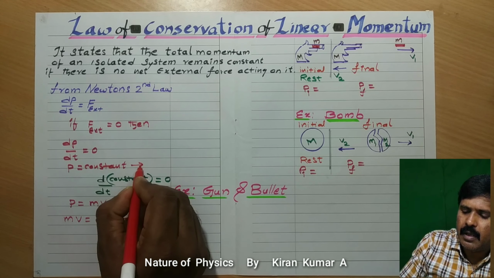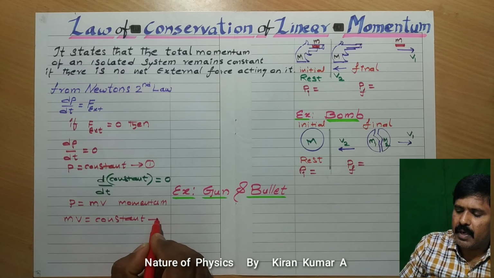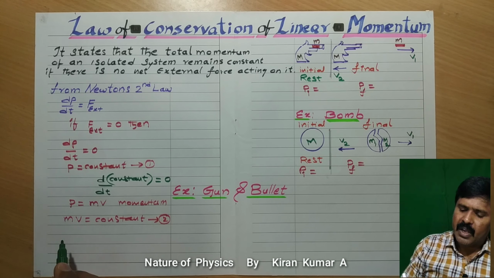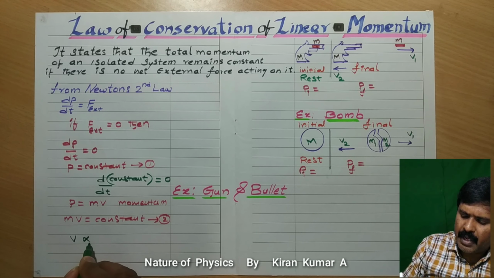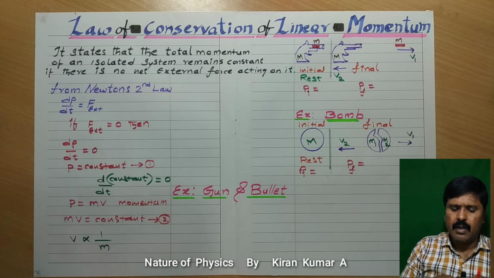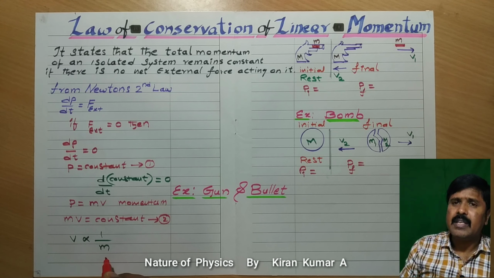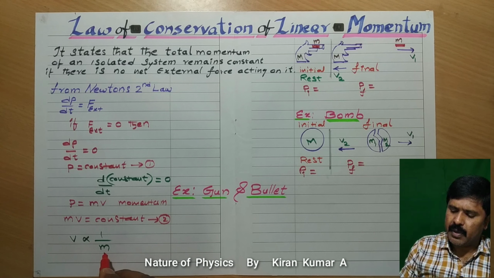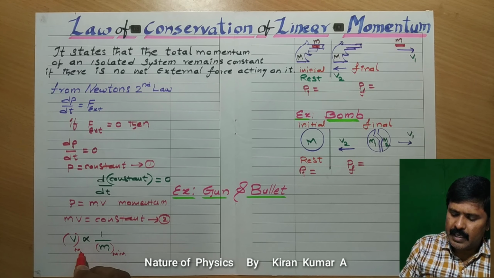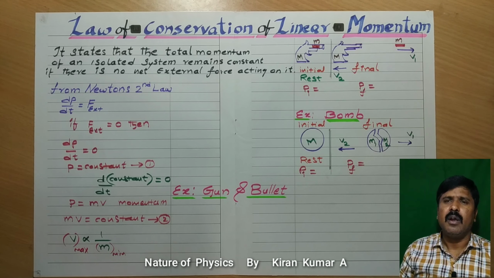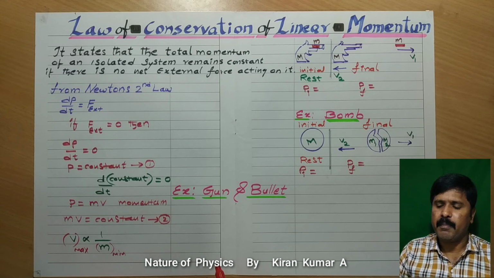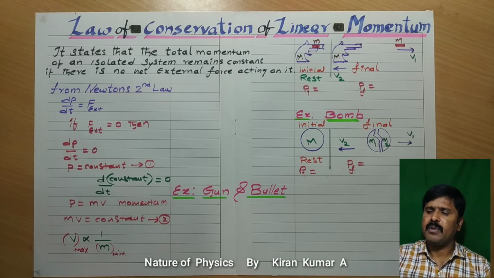So the first one is p is equal to constant, and the second one is mv is equal to constant, because p is equal to mv, students. Here the velocities depend on the mass. Velocity is inversely proportional to the mass according to the second equation. When mass is minimum, velocity is maximum, and if mass is maximum, velocity is minimum. And a second derivation is also there, students.